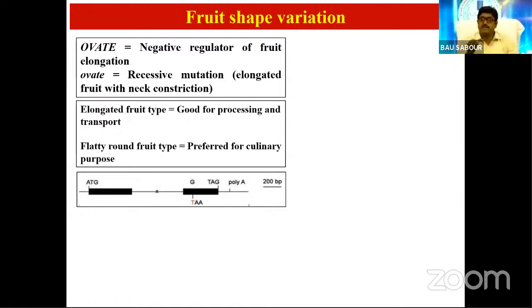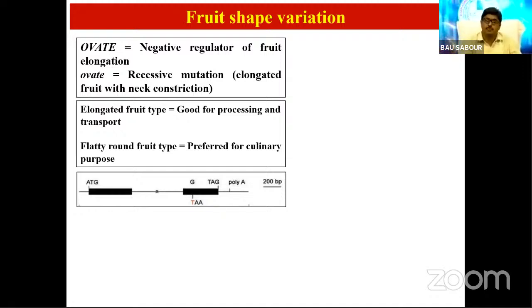When the ovate gene is functional, the tomato fruit is generally flat in shape. And flat shaped fruits generally contain more juice, so they're preferred for culinary purposes. On the other hand, the elongated fruits are really good for processing, because recent research has found that the mutant allele of ovate that gives you elongated fruit is also associated with fruit firmness, which is a trait that is required for long distance transport of tomatoes.